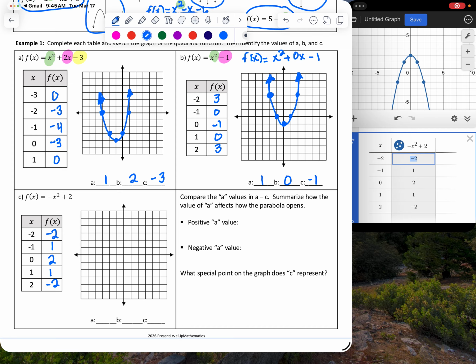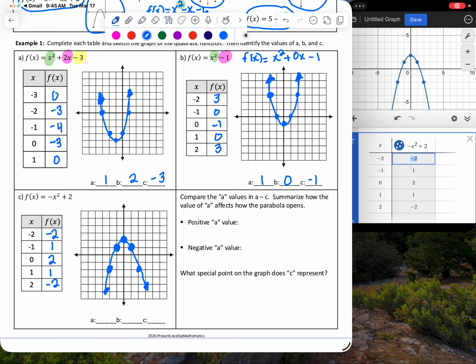So let's plot those points. Negative 2, negative 2. Negative 1, positive 1. 0, 2. 1, 1. And 2, negative 2. So we'll make our U-shaped graph. All right, now they want us to identify the value of a, b, and c.